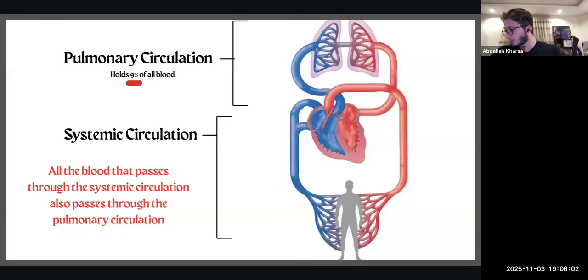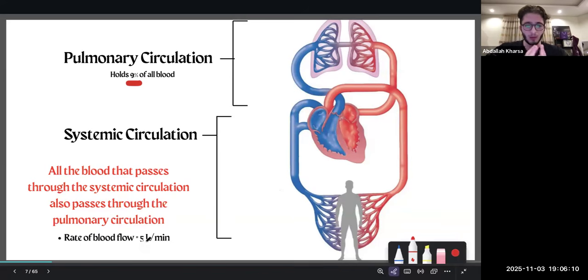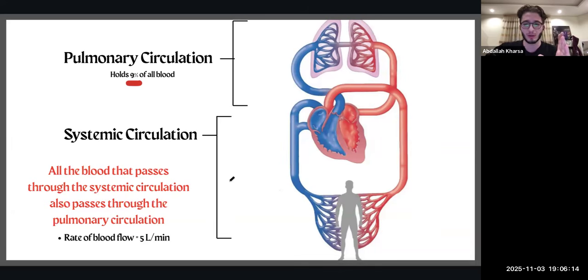Do we move on? Right, we are moving on. Great. Oh, and I want you to just keep this number in mind: the rate of blood flow through your systemic or pulmonary circulation is 5 liters per minute. They're not going to ask you memorizing questions, but this is mainly for understanding. Okay?